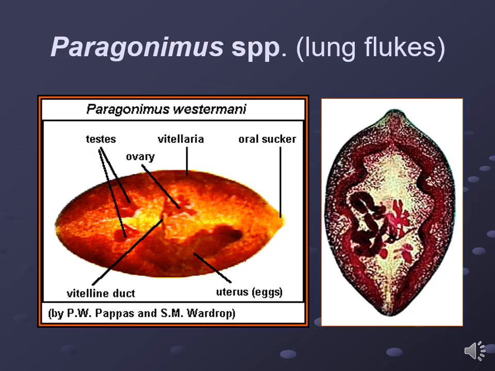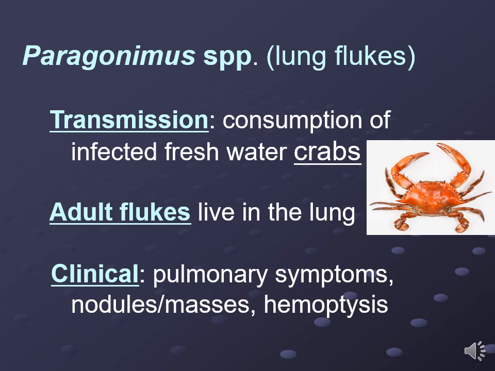Paragonimus species, this is Paragonimus westermani. It's the lung fluke. And why is it the lung fluke? Because it lives in the lung. Transmission is by consumption of infected freshwater crabs. Actually, the metacercariae here are around the joints of the freshwater crab. Okay, now those crabs, if not well cooked, and if they are infested with the metacercariae of Paragonimus species, they can give this lung fluke infection.